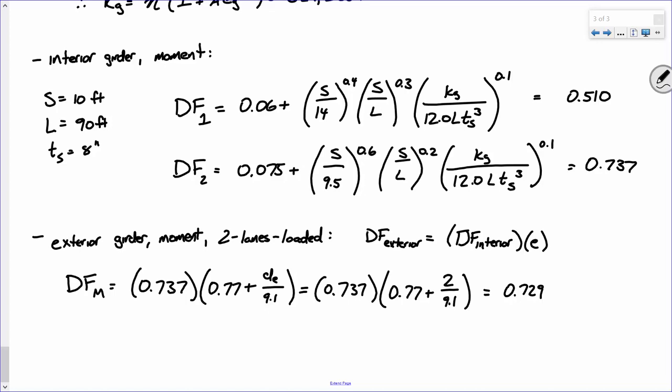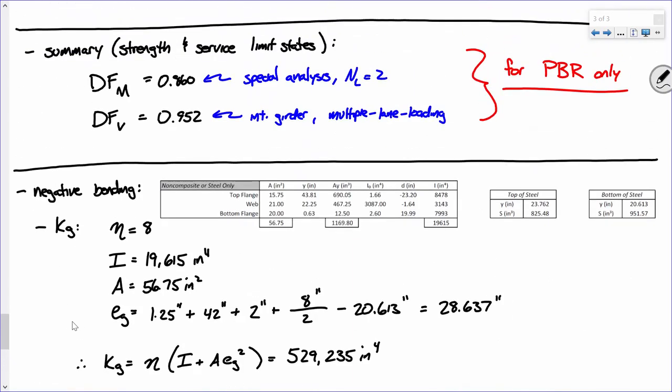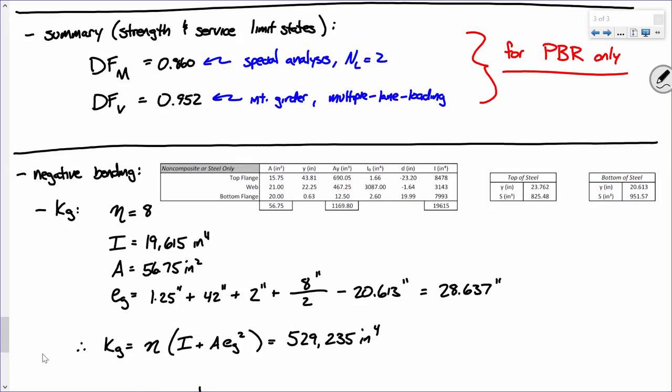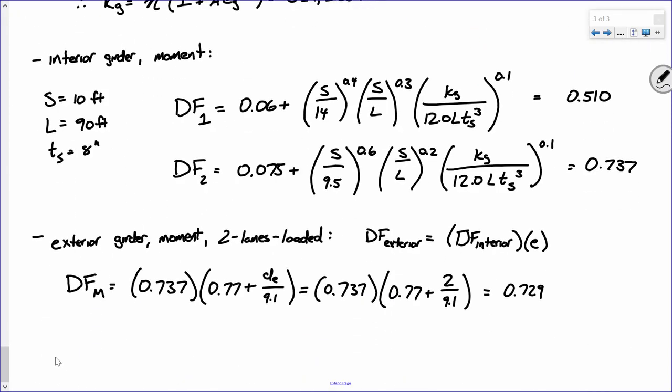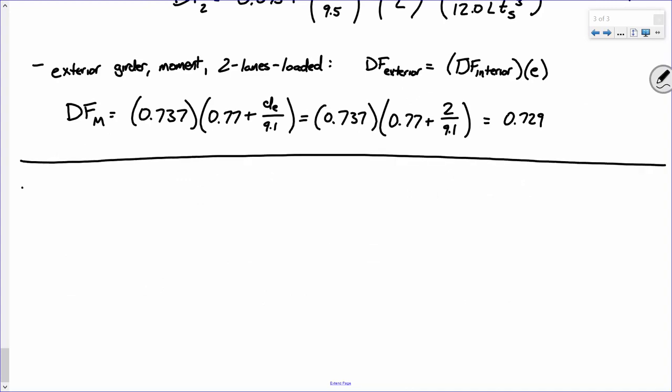But none of them are bigger than this 0.86. None of them are bigger than that. So I propose that, in summary, the distribution factor for moment is again 0.860 and the distribution factor for shear is 0.952.